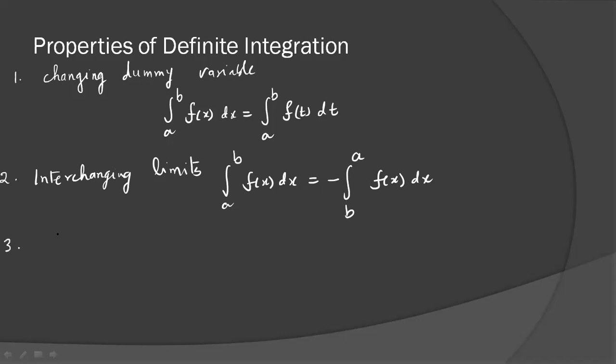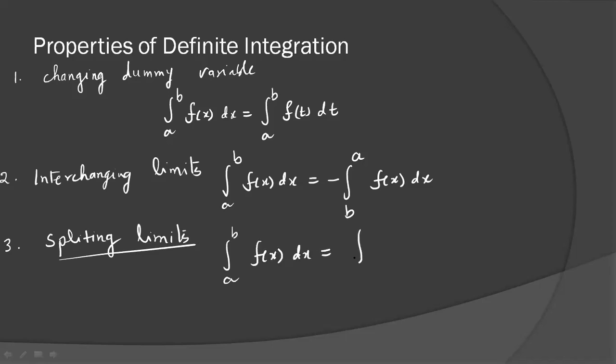And the third is splitting of limits. Suppose we have integral a to b f(x) dx, then we can break it as integral a to c f(x) dx plus integral c to b f(x) dx. Our initial point and final point are the same here.